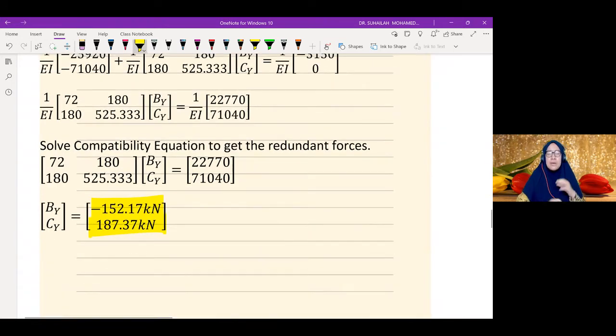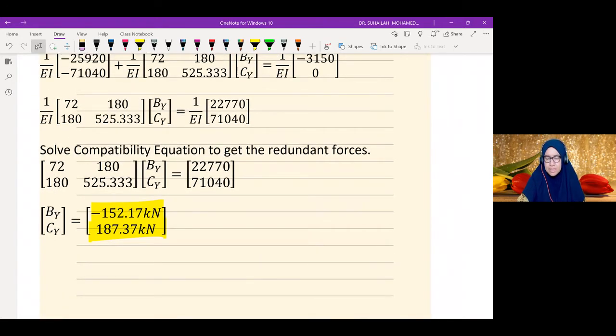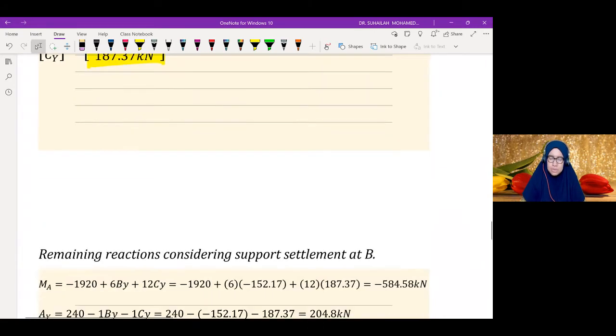Normally whenever settlement is given in the question, we will get a different answer. It means that displacement will always affect the reaction. The settlement given in the actual system always affects it. Then if we have a question like this, one without settlement and another one with settlement, we can compare the result, and we can see which one gets the lesser value, which one gets the higher value. Then we can continue to calculate the remaining reaction.